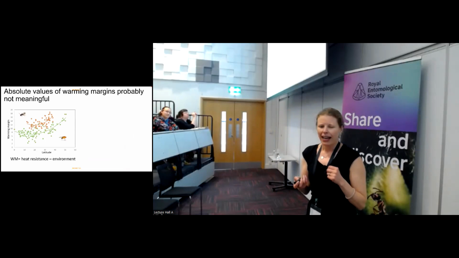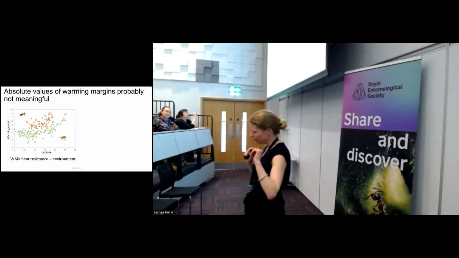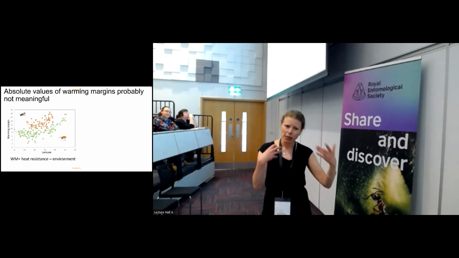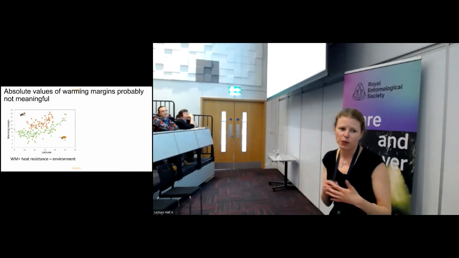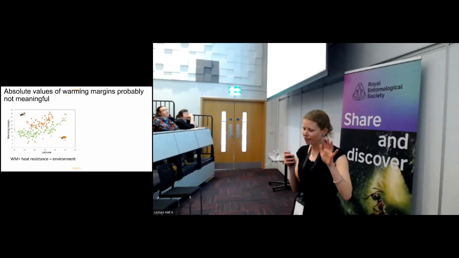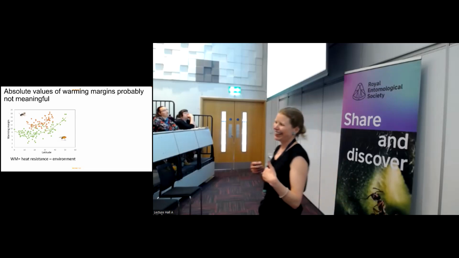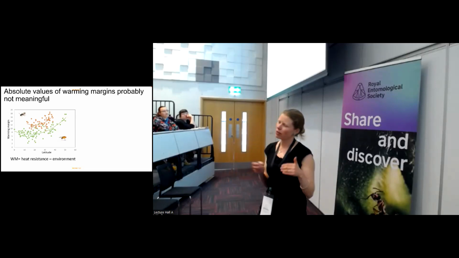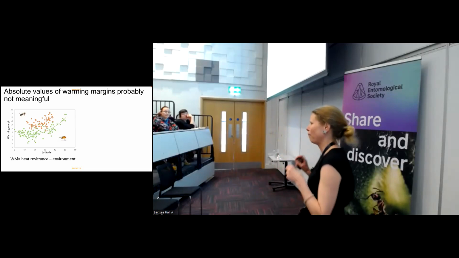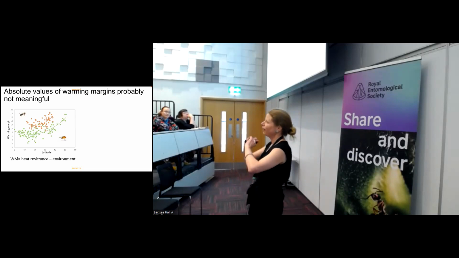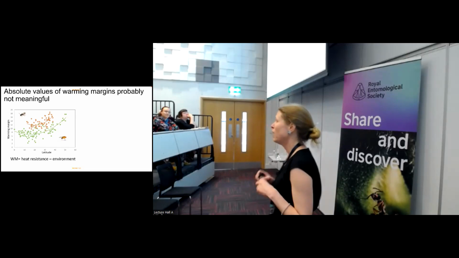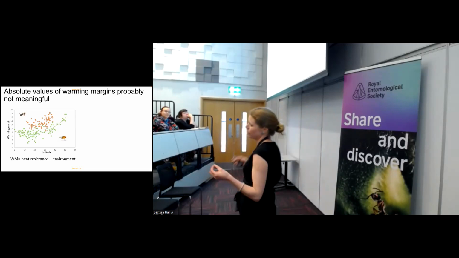And I just wanted to end the talk by thinking about these warming margins and these predictions of risk. These warming margins have been heavily debated in terms of how useful they actually are. I think the absolute values of warming margins are perhaps not that meaningful, because if you're in the heat resistance world, you know that your estimate of heat resistance will vary depending on how you actually go out and estimate it.